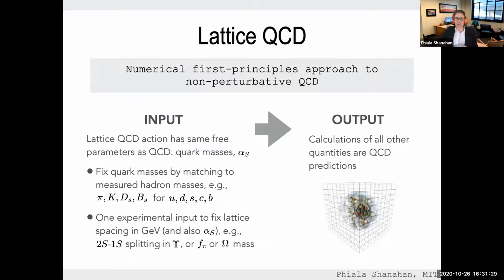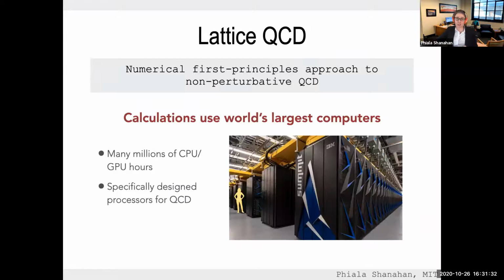So these calculations are computationally extraordinarily expensive. As I hinted at already, we're computation limited. And they use the world's largest supercomputers, many millions of CPU or GPU hours. And just to give you some context, this is Summit here at Oak Ridge. That's currently the fastest supercomputer in the world. And if every person on Earth did one floating point operation a second for a year, that's what Summit can do in 1 second. And we use months of time on Summit.